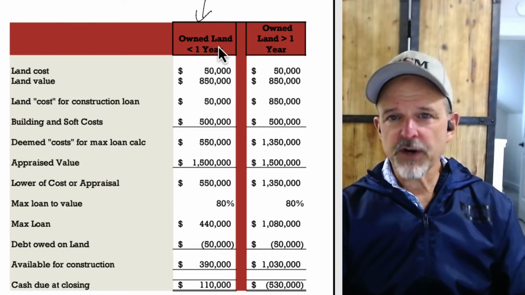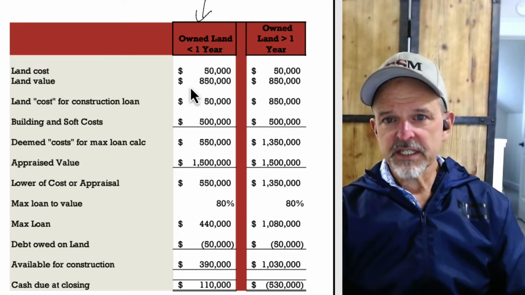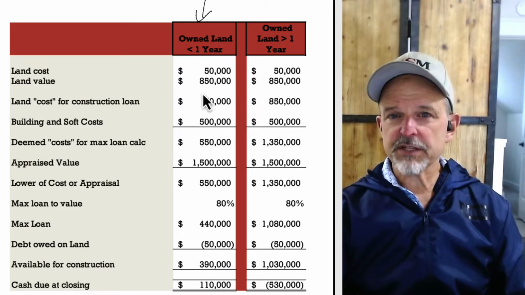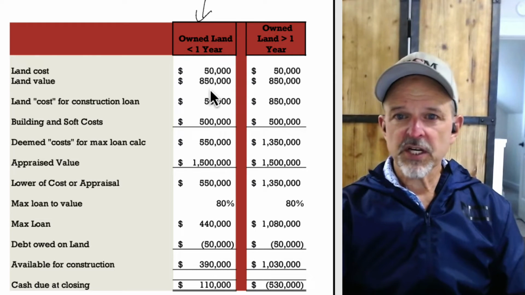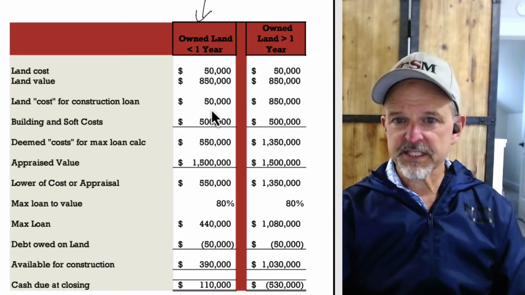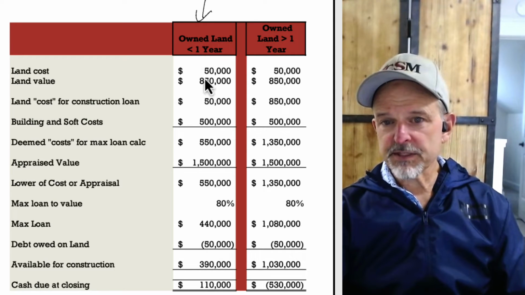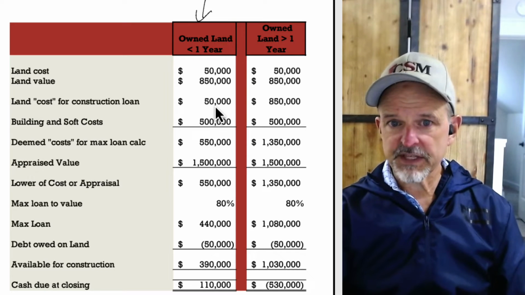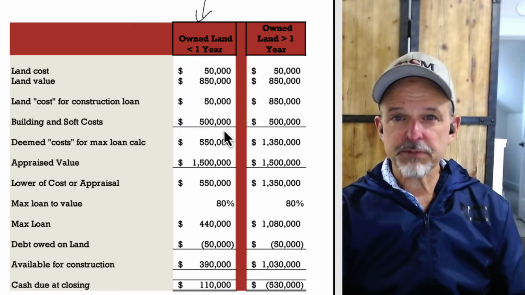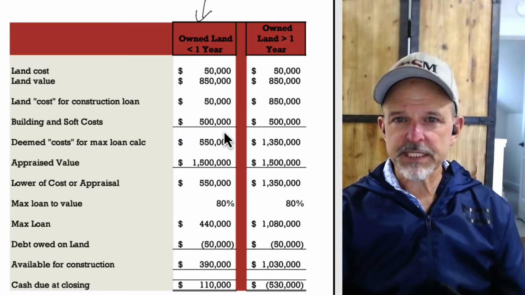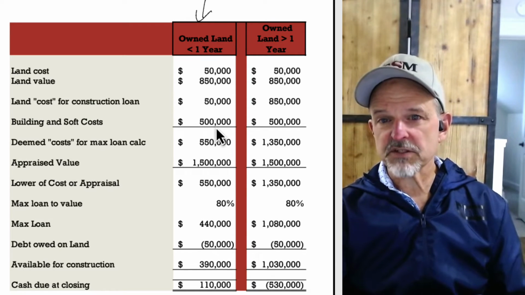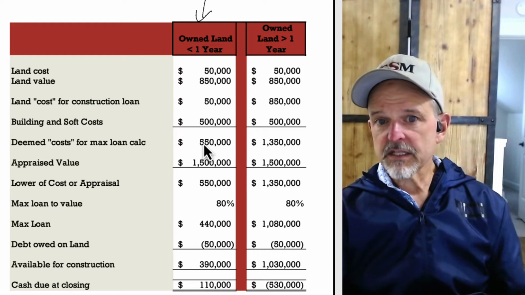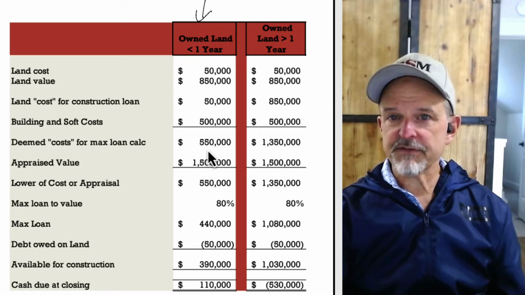But here, because you've owned the land for less than a year, the cost is going to be the actual cost. You don't get the greater value. You don't get market appreciation on your land because you've owned it for less than a year. So for this purpose, your actual cost is $50,000. The deemed cost for the construction loan is $50,000. And then let's say on top of that, you're going to build a house, and all your soft costs, your permits and your building and everything is going to be $500,000 on top of that. So all in, your deemed cost for this loan calculation is $550,000.